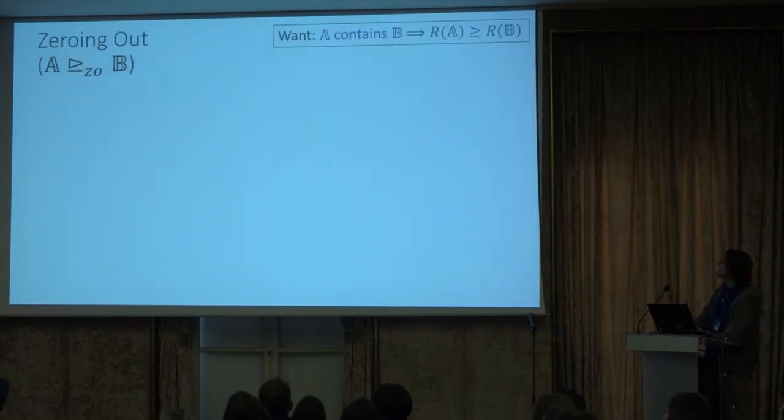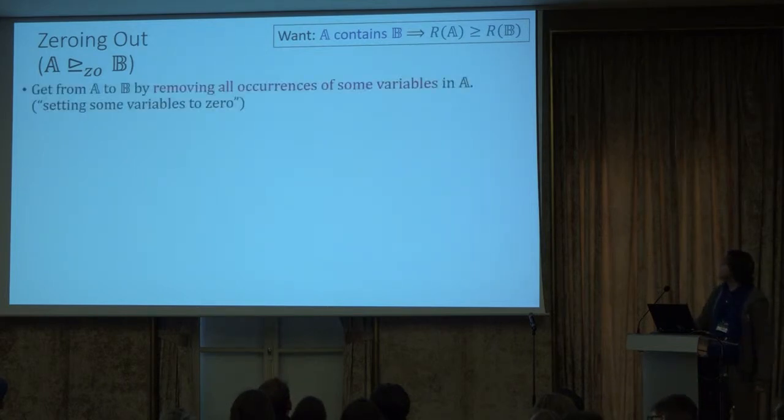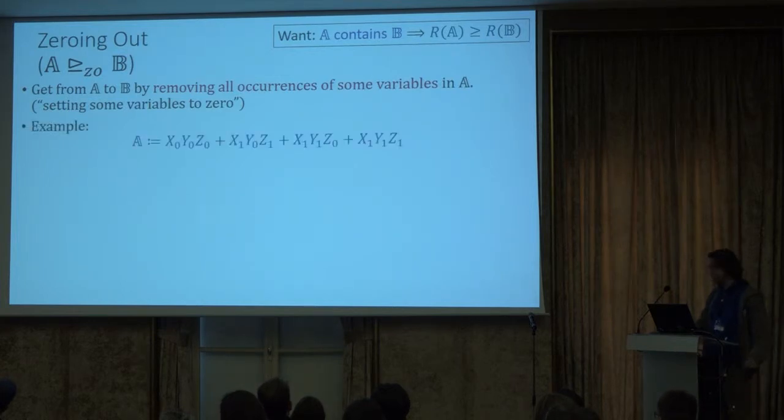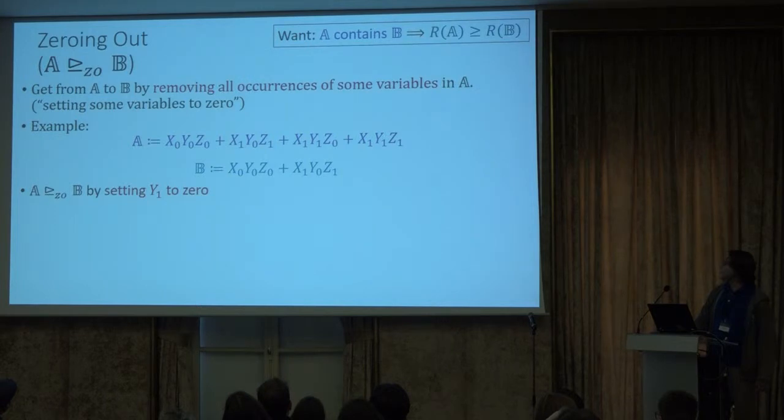So the first is called zeroing out. I'll leave in the corner the property that we want to make sure this has at the end. So I'll denote it with this triangle sub ZO thing, zeroing out from A to B. And this is just, you get from A to B by removing all occurrences of some of the variables in A, like setting those variables to 0. It's very simple. Let me give an example. So if A is this tensor, and B is this, which is the first 2 terms of A, then you can get from A to B by setting y1 to 0. So here are the places in A that y1 appears, and when you set them to 0, those 2 terms go away and you're left with B.